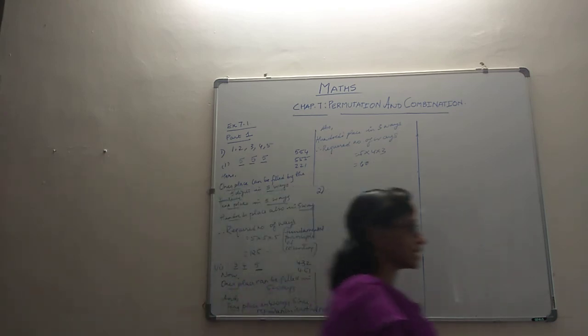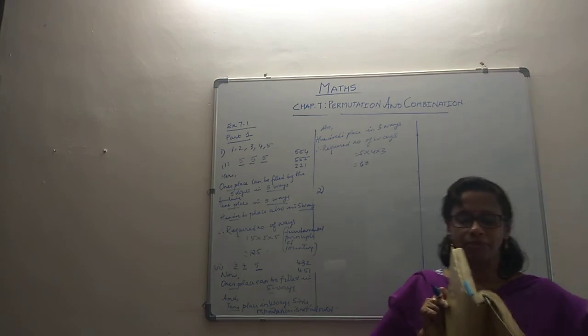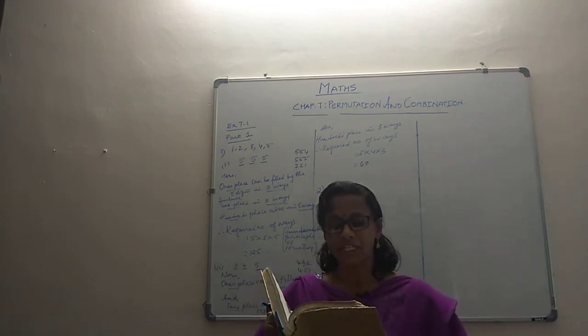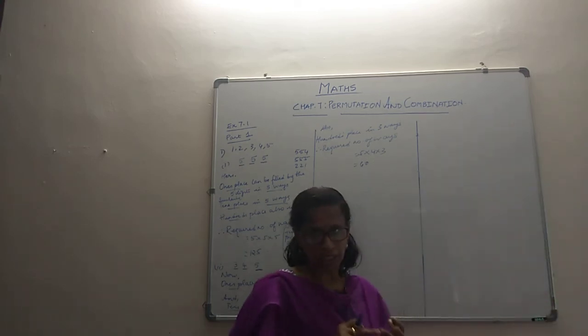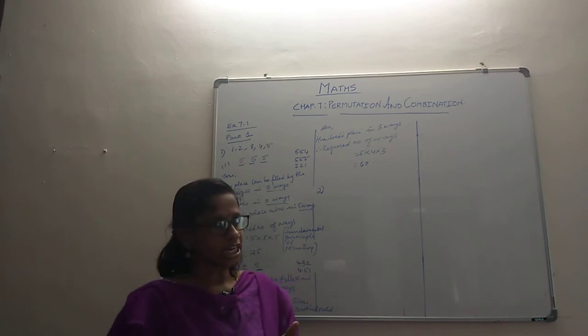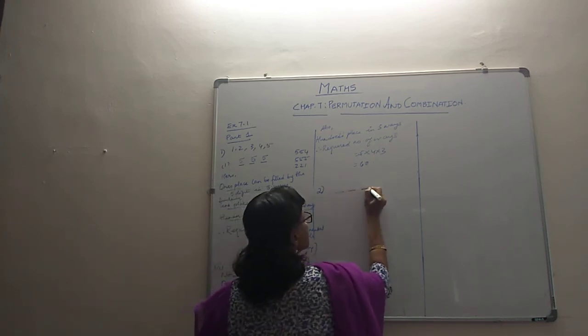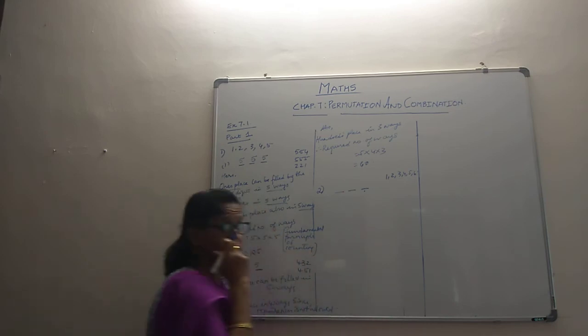Next, let's see the second problem and see what it says. How many 3-digit even numbers can be formed from the digits 1, 2, 3, 4, 5, 6 if the digits can be repeated? They allow you to repeat the digits. They ask you to form a 3-digit number, but they put an additional condition that it should be an even number. So you have to form a 3-digit number out of the digits 1, 2, 3, 4, 5, 6, condition being that it should be an even number.